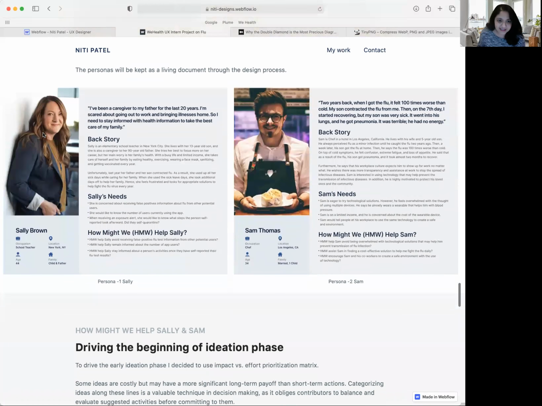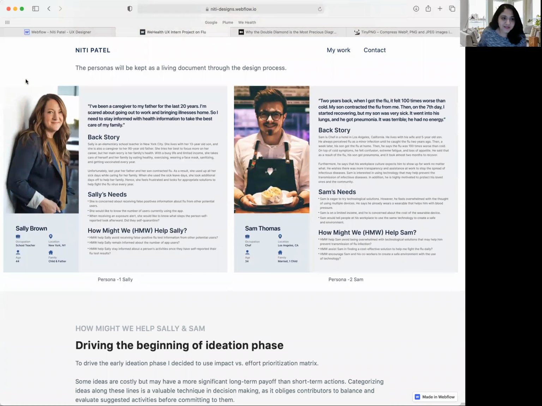So this is Sally and this is Sam. Sally is a teacher in New York City. She lives with her teenager and her 90-year-old father. She tries to go to school and focus on her career, does everything right, gets vaccinated, eats healthy, but still has a problem. Her problem is that she's so scared to bring illnesses home to her father. And she's a caregiver to her father.